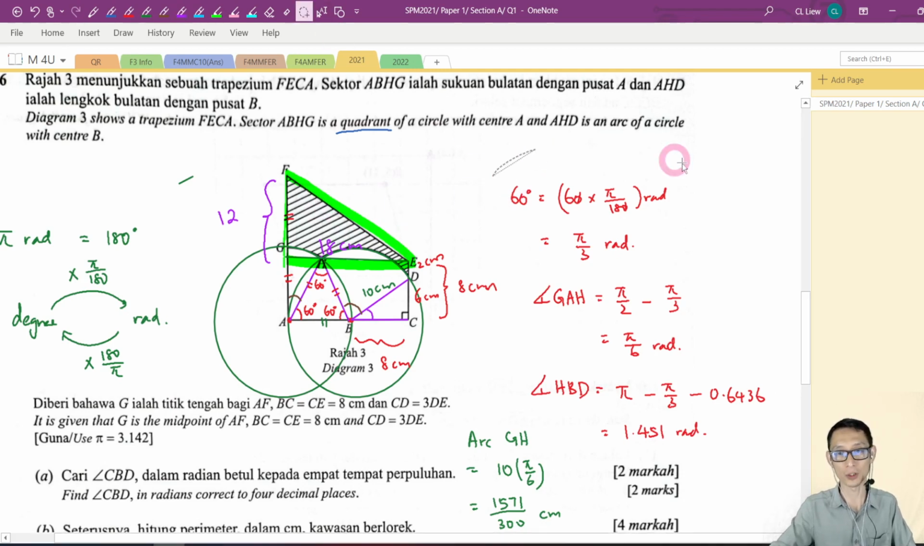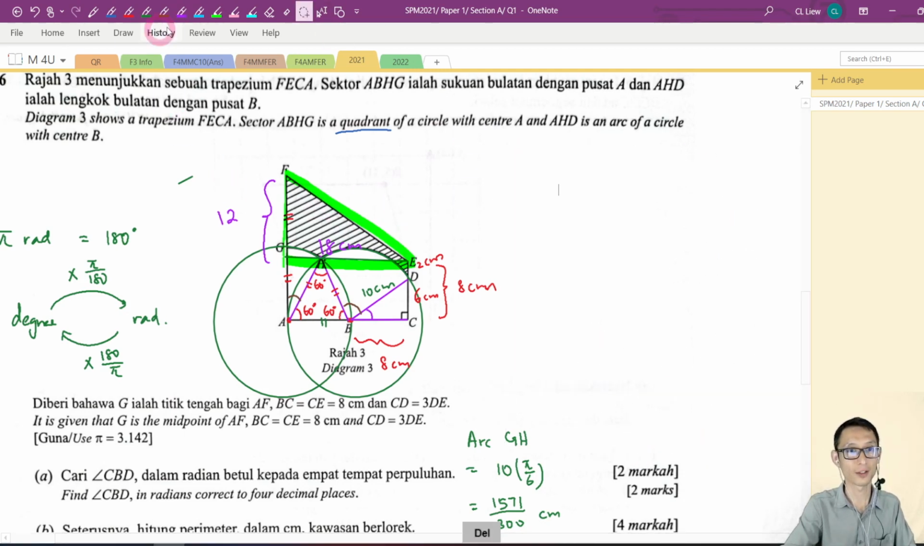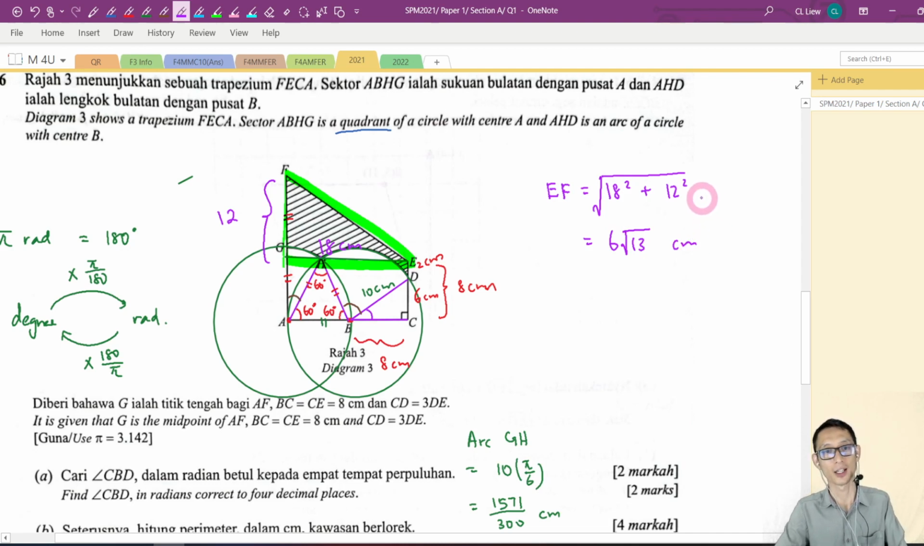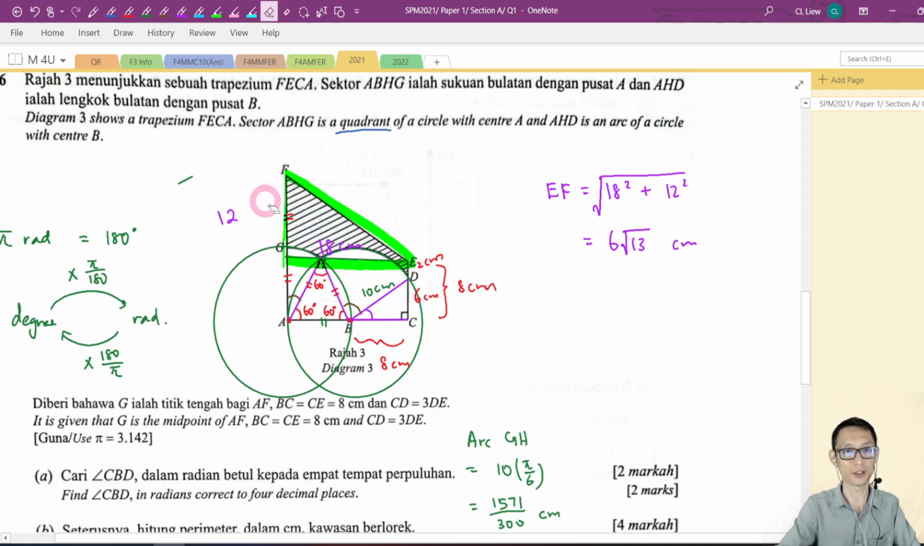Okay, let me do it over here. So EF is equal to the square root of 18 squared plus 12 squared. Just press your calculator. You will get 6 times the square root of 13 centimeters. Okay, now this is EF. We have FG, which is equal to 10, and we have the arc lengths GH and HD, so that we can get the perimeter of the shaded region easily.